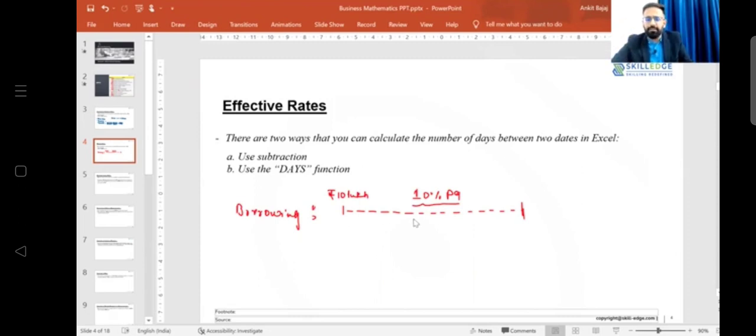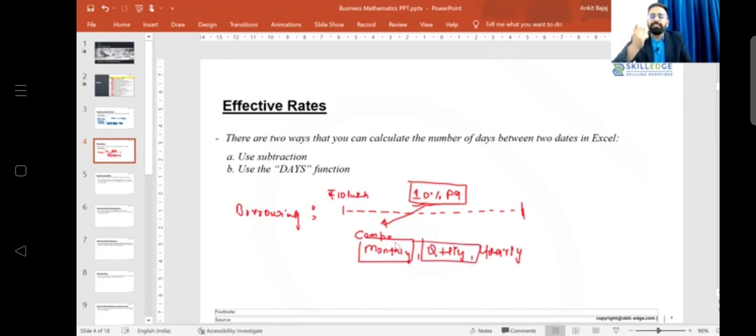You might have heard this term several times, that interest is getting compounded monthly, or compounded quarterly, or compounded yearly. And I am assuming that you might know how to calculate the effective rate. If interest is getting compounded monthly, your actual interest rate is not going to be 10%. There will be a change in interest rate. Now you might be thinking, why will there be a change in interest rate?